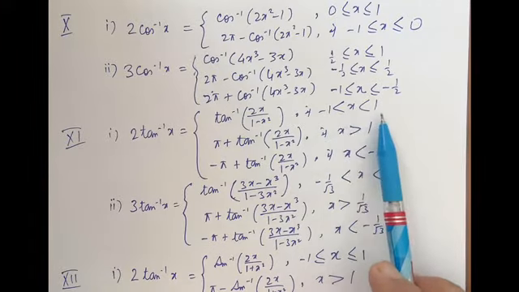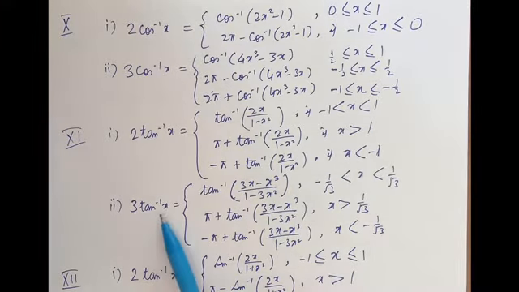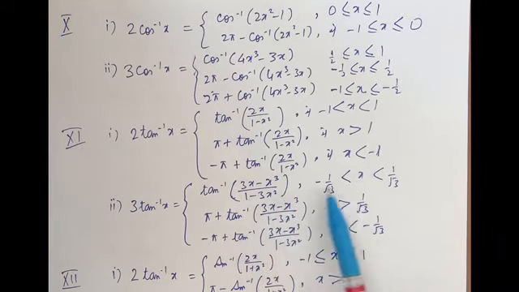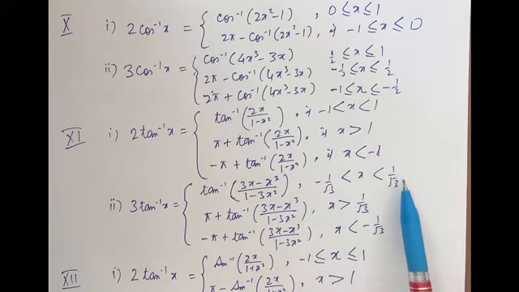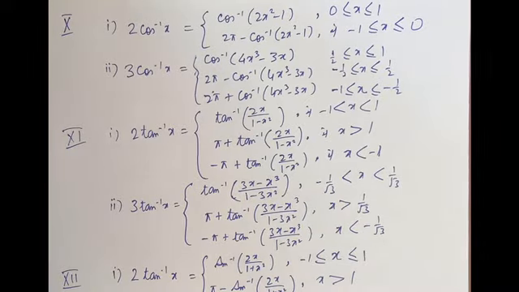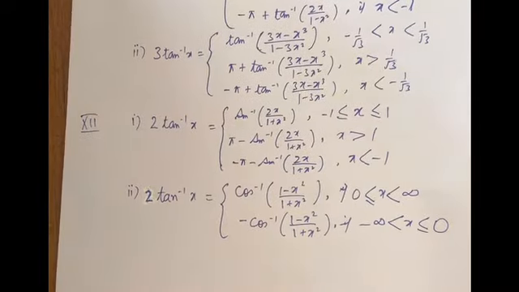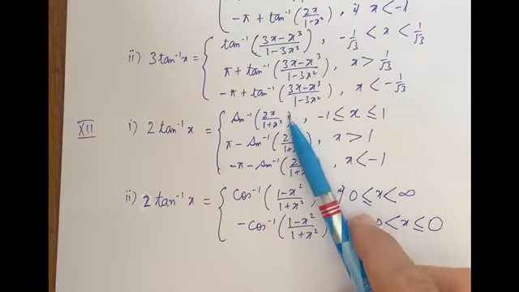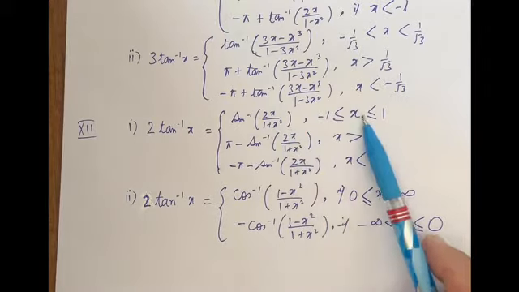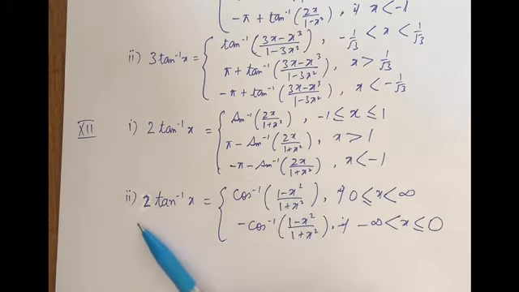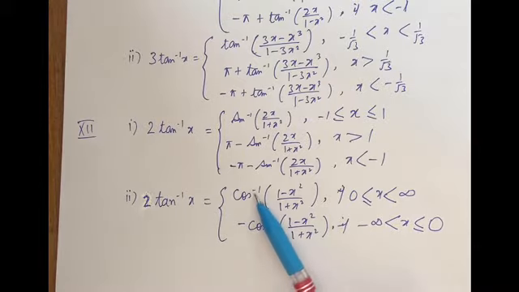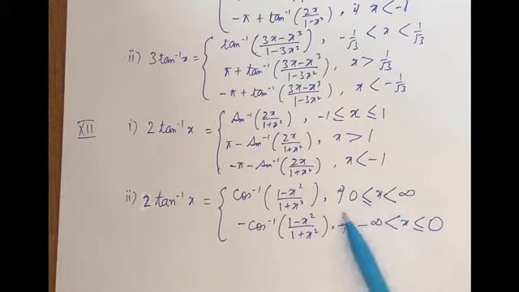x lying between minus 1 and plus 1. For 3 tan inverse of x, it is tan inverse of (3x minus x cube) upon (1 minus 3x square), x lying between minus 1 by root 3 to plus 1 by root 3. And the last two: 2 tan inverse of x is sin inverse of 2x upon 1 plus x square, x lying between minus 1 and plus 1. Also 2 tan inverse of x is cos inverse of (1 minus x square) upon (1 plus x square), x lying between 0 to infinity. So you should learn all these results.